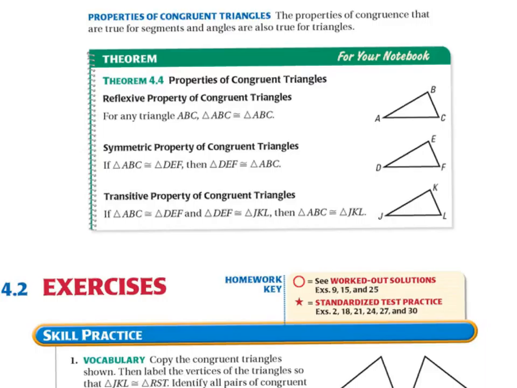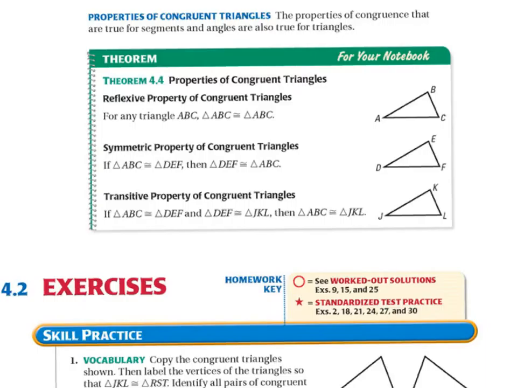Okay, so last thing here, we have a few properties of congruent triangles, and these all correspond to the properties that we had previously with segments and angles. So the first one here, for Theorem 4.4, our properties of congruent triangles, our first one, the reflexive property of congruent triangles, so that's just saying for any triangle ABC, ABC is congruent to ABC. Okay, so hopefully you guys know the reflexive property by now, so ABC is congruent to ABC.